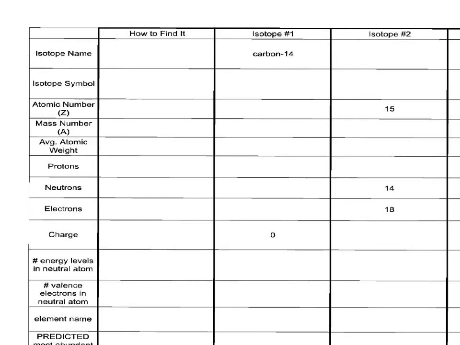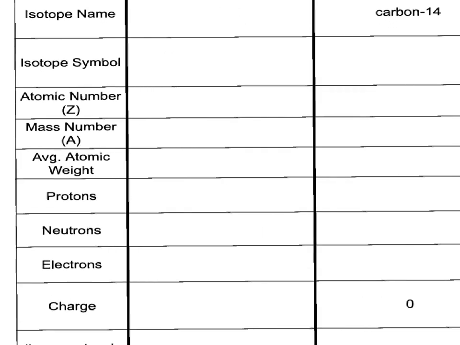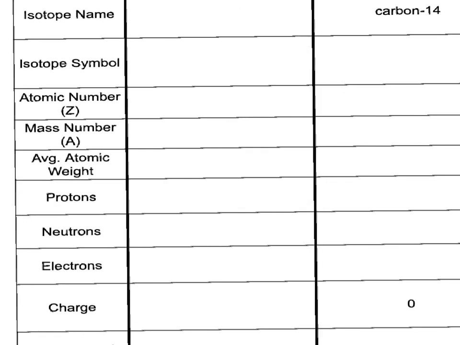Where we're going to start today, again, this is 1.2 of our notes packet, and we're going to talk about how to find all of these different numbers from our periodic table or from an isotope symbol. So what is the most important number? Z. That number up there is the Z number, and that's the atomic number. This is going to be our number of protons.